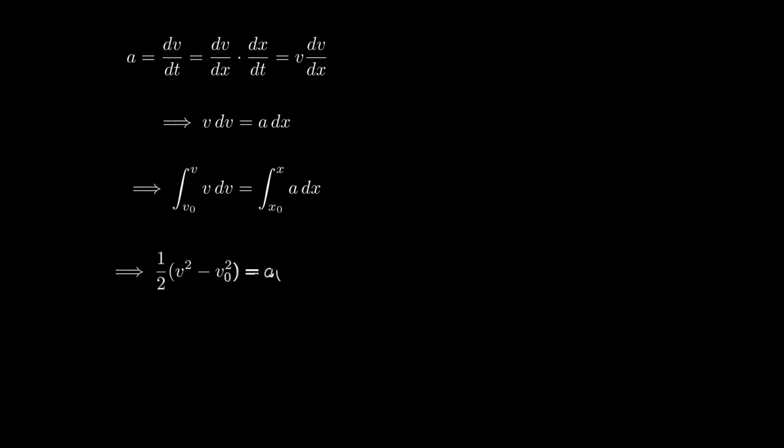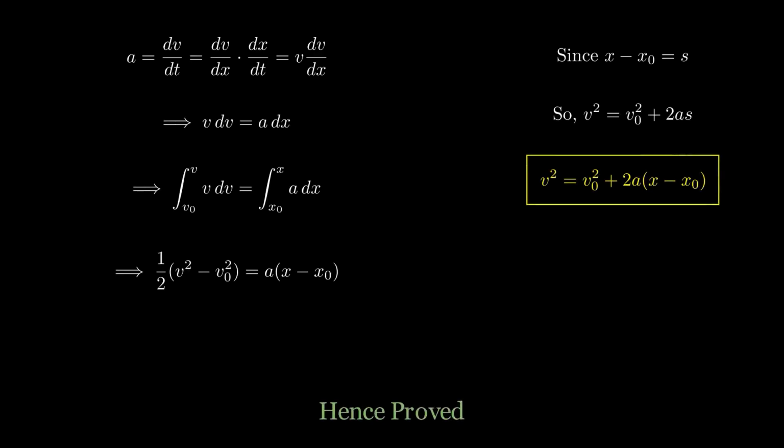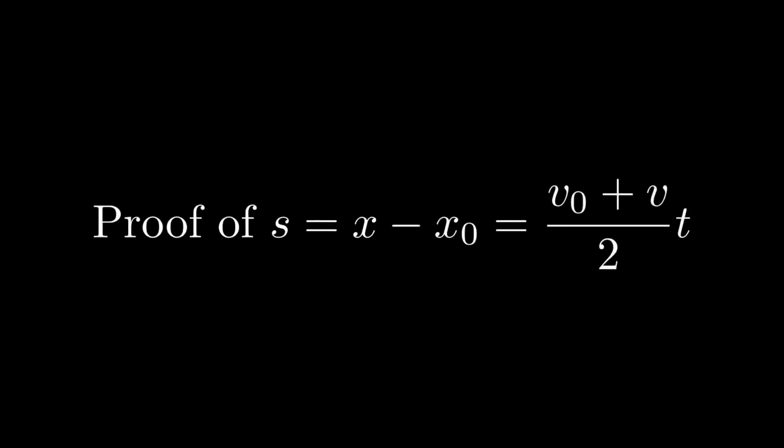After integration, the left side becomes 1/2 of v squared minus v0 squared, and the right side becomes a multiplied by x minus x0. We know that displacement s is equal to x minus x0. Multiplying both sides by 2 and rearranging, we obtain v squared equals v0 squared plus 2as. Replacing s with x minus x0, we obtain the final form of the equation. Hence proved. Now we prove the fourth equation of motion under constant acceleration.